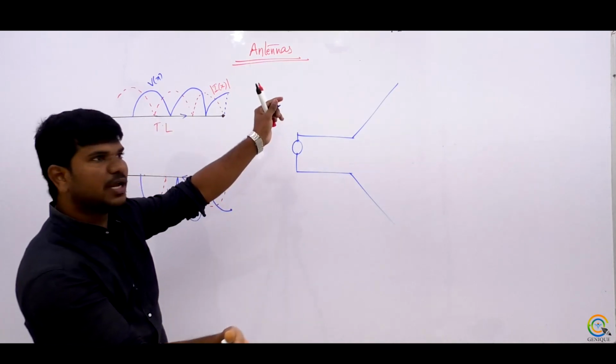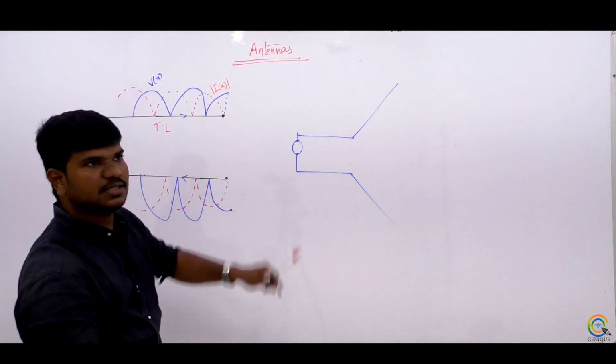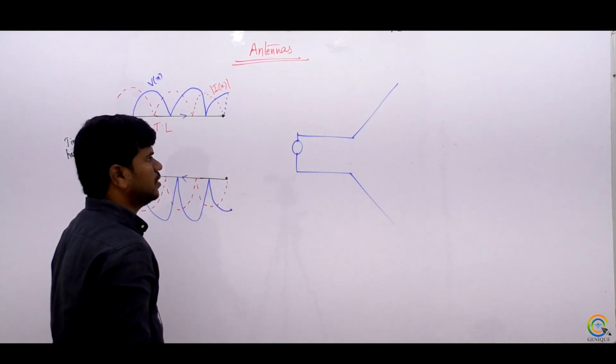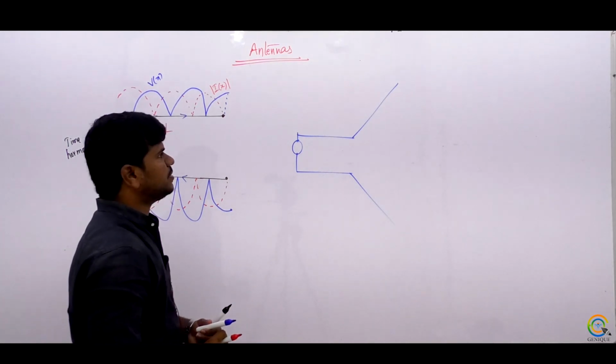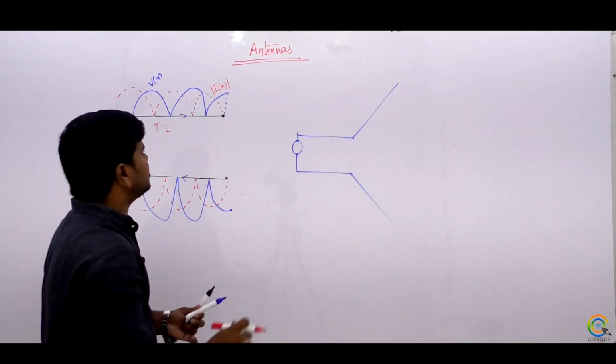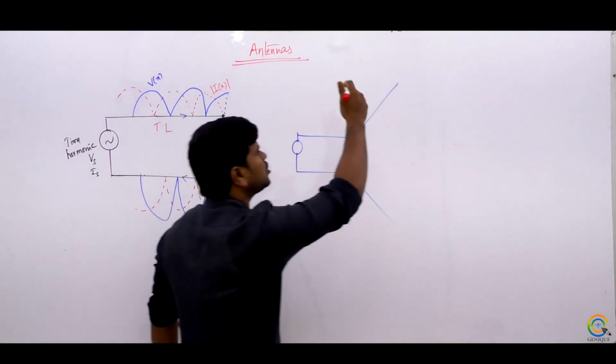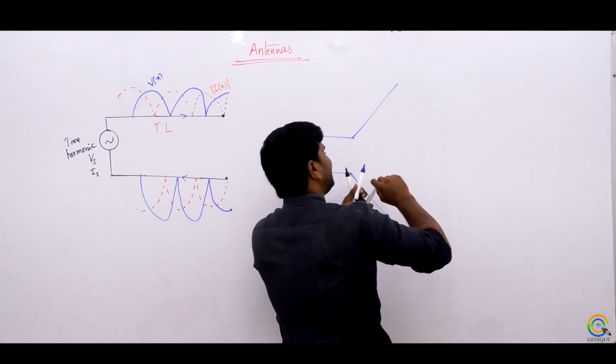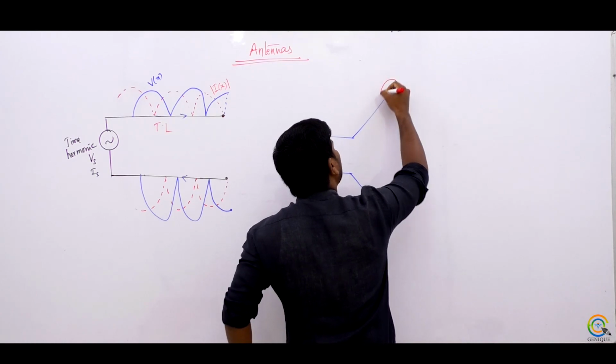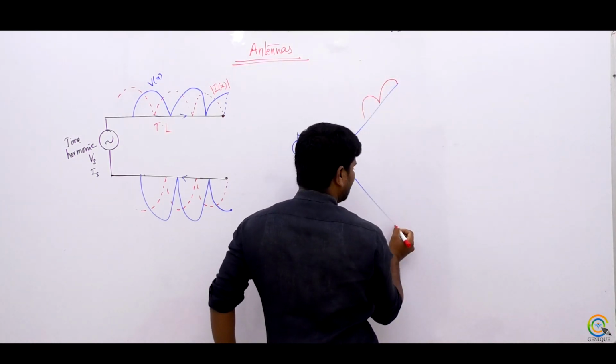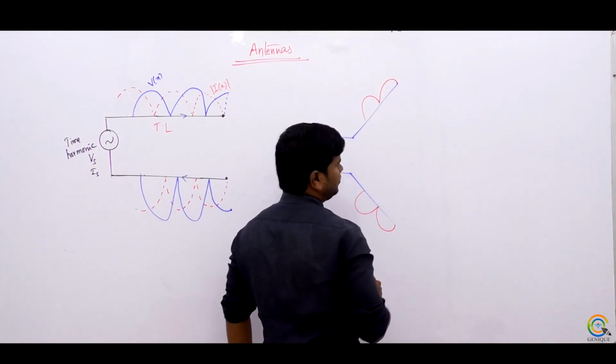I am opening up this, I am flaring this transmission line. Because of this flaring of the transmission line, what happens? The fields are also separated at a distance. These are the standing waves, like this.